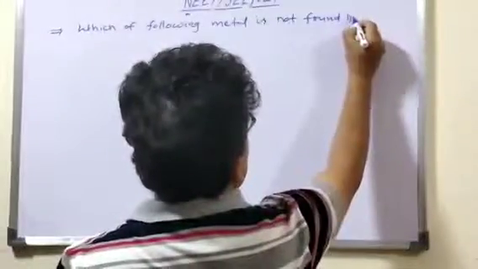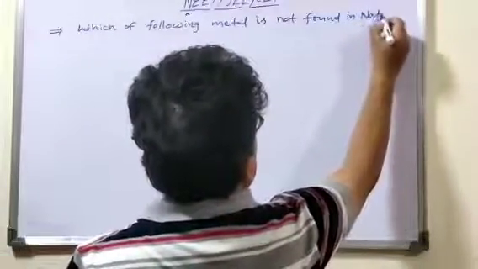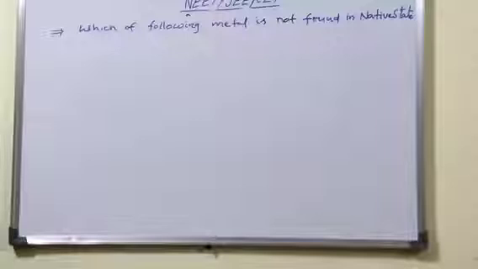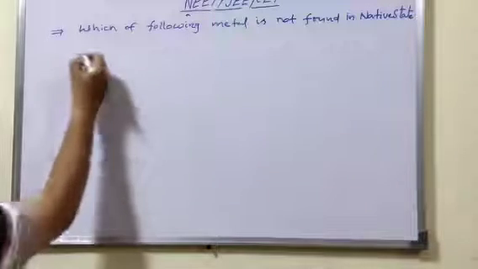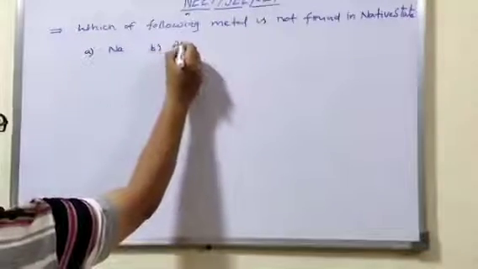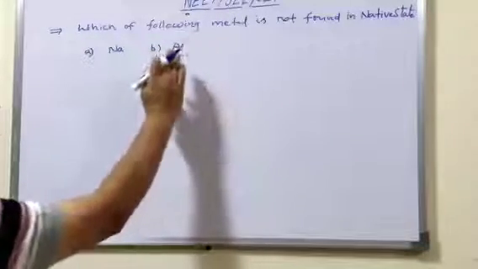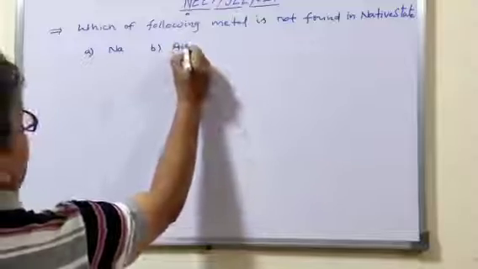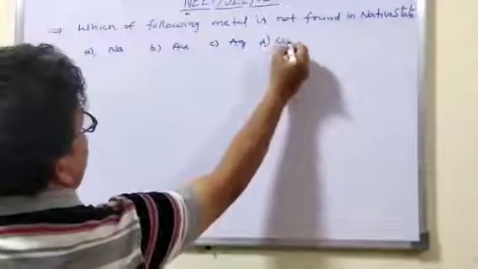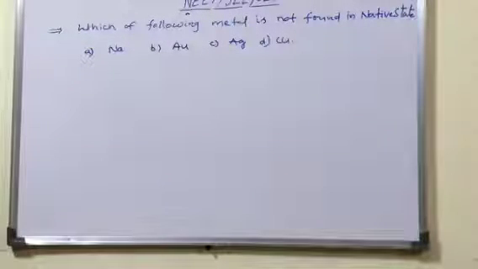In native state. Which of the following metal is not found in native state? Go for: option A sodium, option B aluminum, gold, option C silver, option D copper. These are the options given.